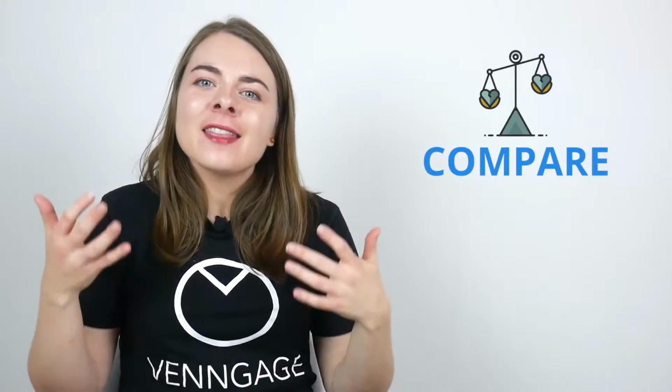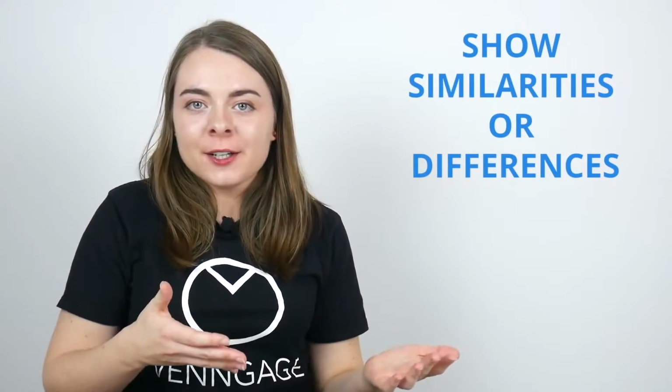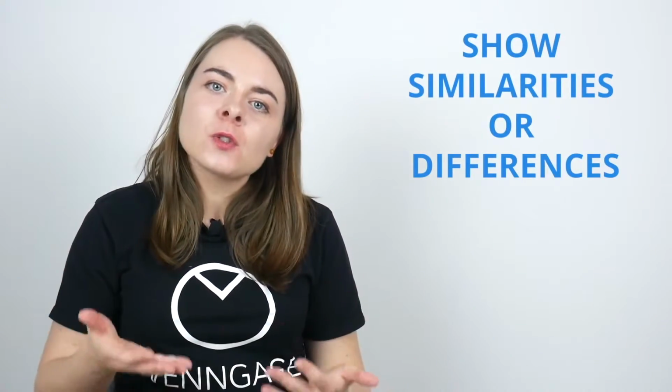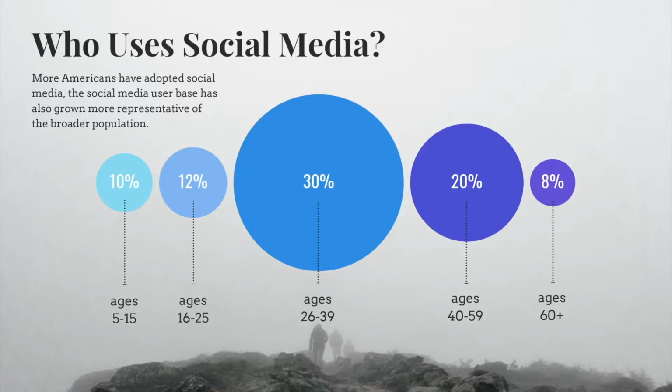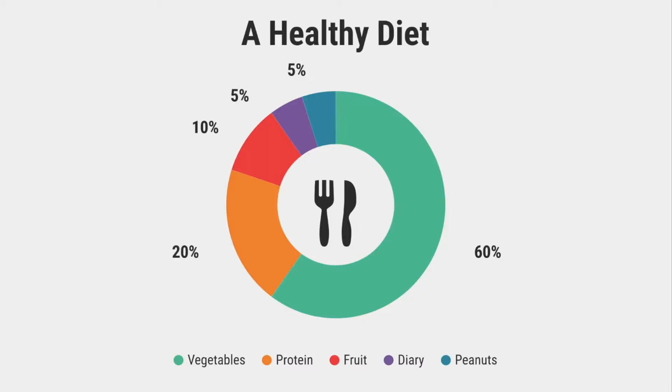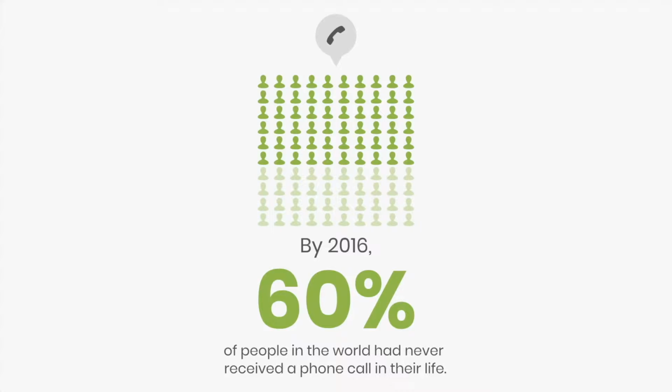Next, compare. This is when you want to show similarities or differences between values or parts of a whole. There's a ton of different types of charts that you could use for this. To compare independent values, you could use a bar chart or a bubble chart. And to compare parts of a whole, you could use a pie chart or a pictogram.